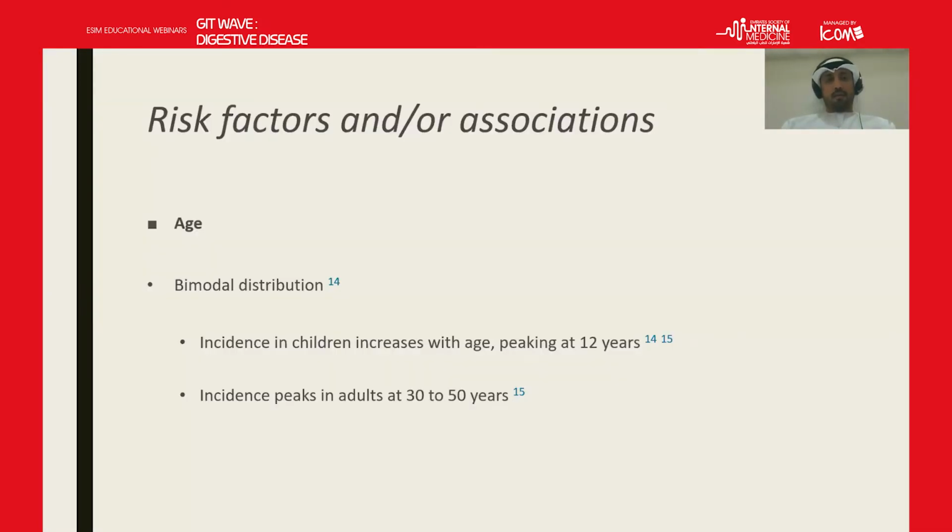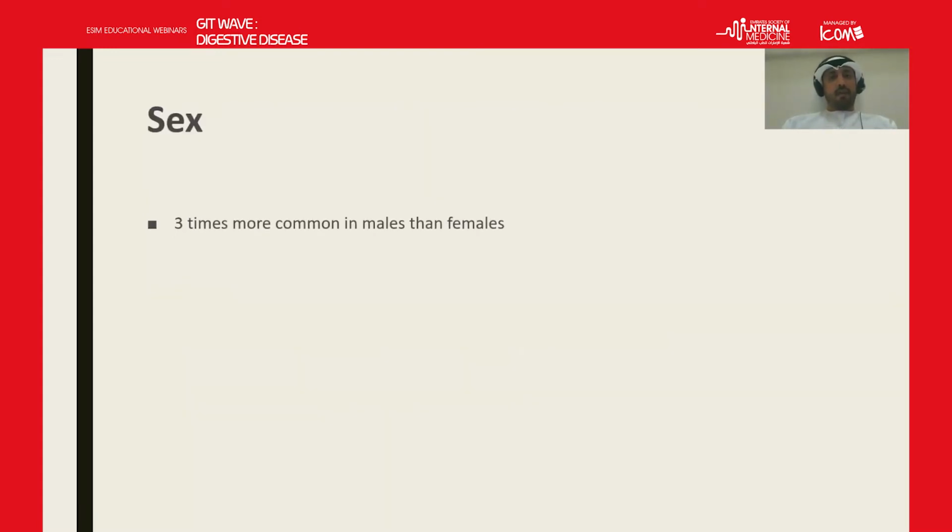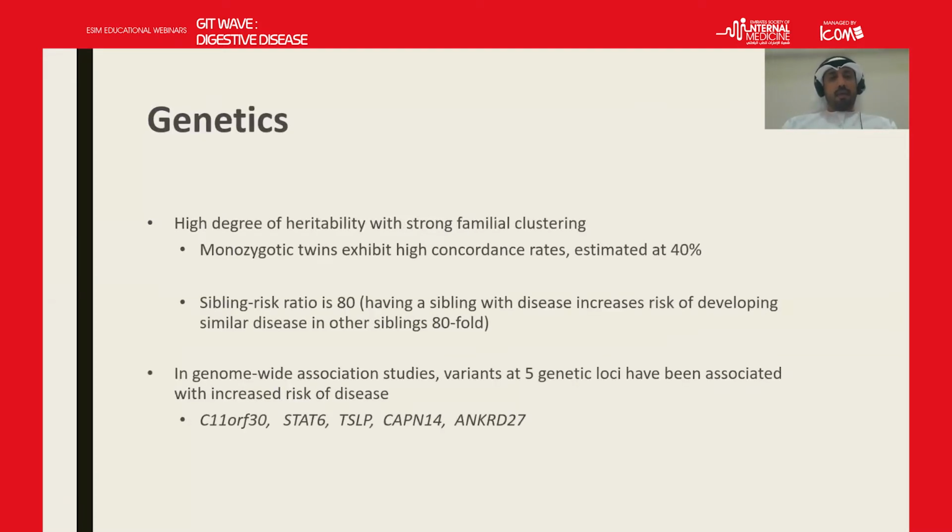So what are the risk factors or associations of eosinophilic esophagitis? They've noticed that it has a bimodal distribution in age. In children, the incidence increases and peaks at the age of 12, while in adults it peaks, as I said before, at the third and fifth decade. It has been noticed more in males with a 3-to-1 ratio, as I mentioned before.